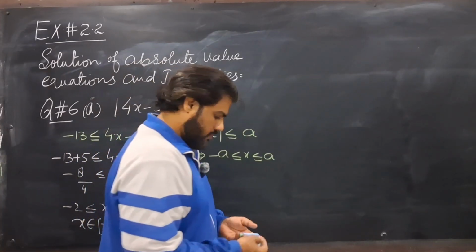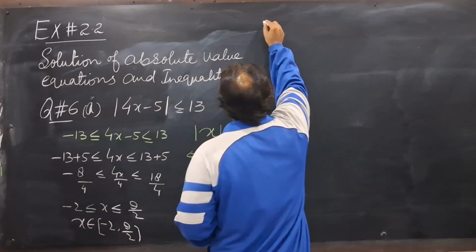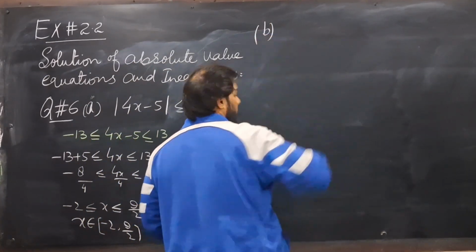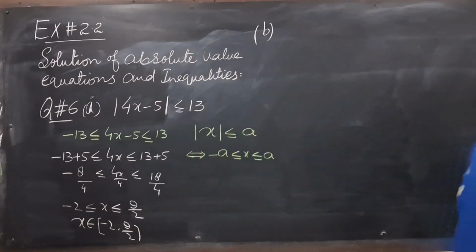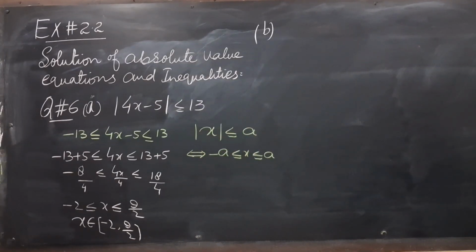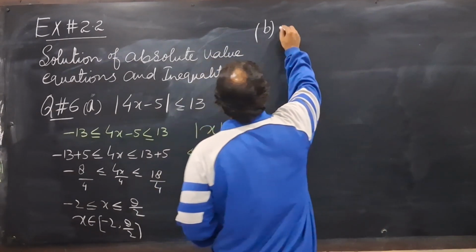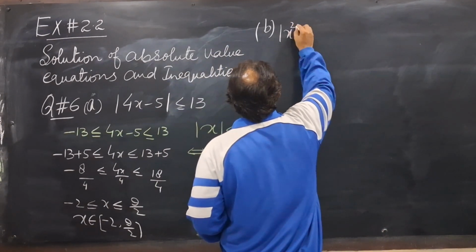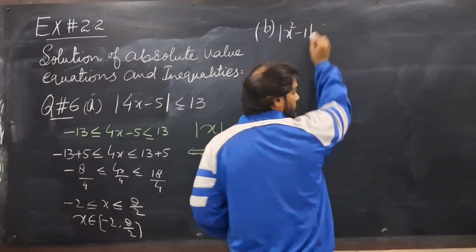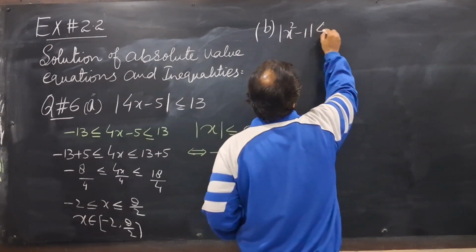Next we move towards part B. Part B is very simple. In the second part, the inequality is absolute value of x square minus 1 less than or equal to 3.